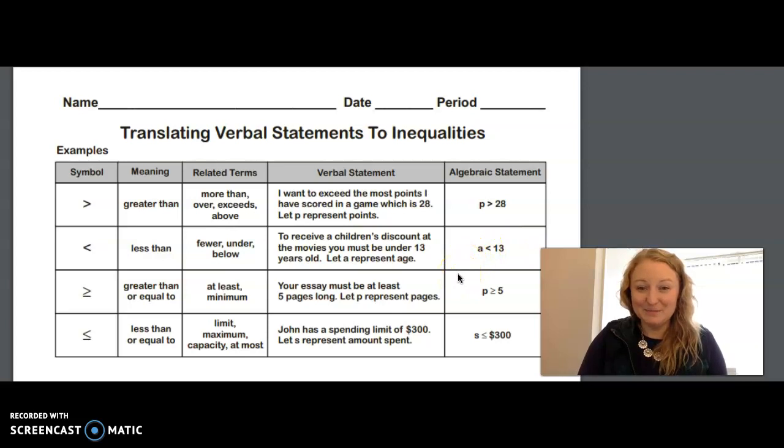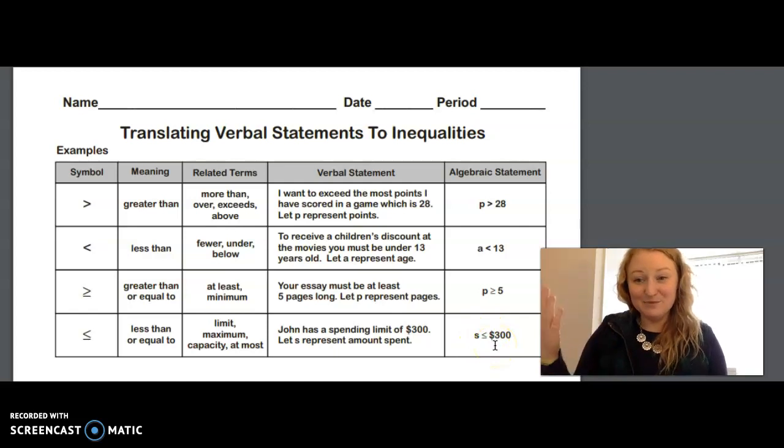Let's take a look at the third example. Your essay must be at least 5 pages long. So that means that it could be 5 pages. Could it be more? Sure. So your pages are greater than or equal to 5. And the last example. John has a spending limit of $300. So a limit, so he can spend no more than $300. Can he spend $300? Yeah. So the spending is less than or equal to 300. So he can spend up to $300 because that's his limit.